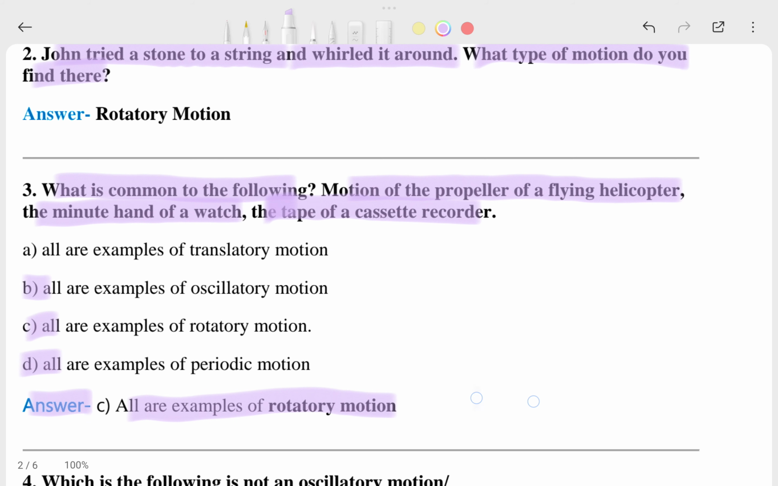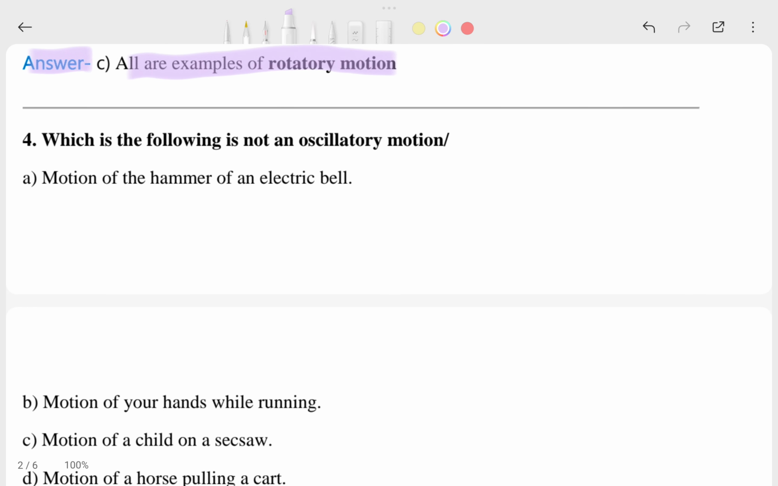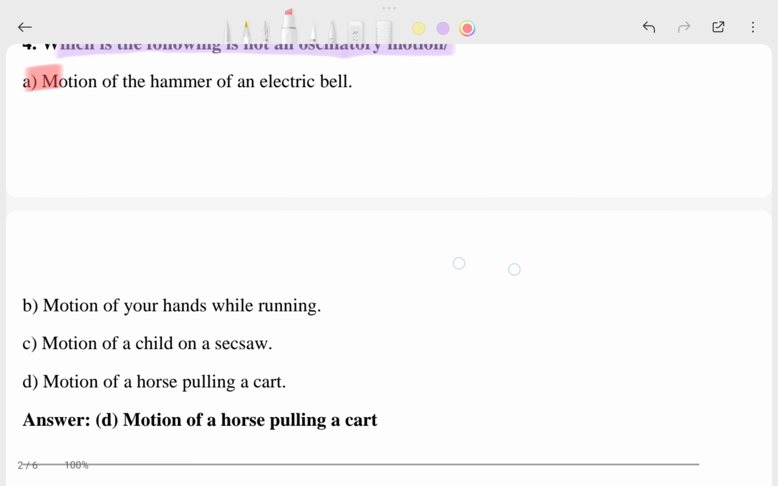Let's move to our fourth question. Which of the following is not an oscillatory motion? These are the options; you can look at them in your textbook also. The first option is given here, second, third, and this is fourth. In this one, option D, motion of a horse pulling a cart, is the correct answer.